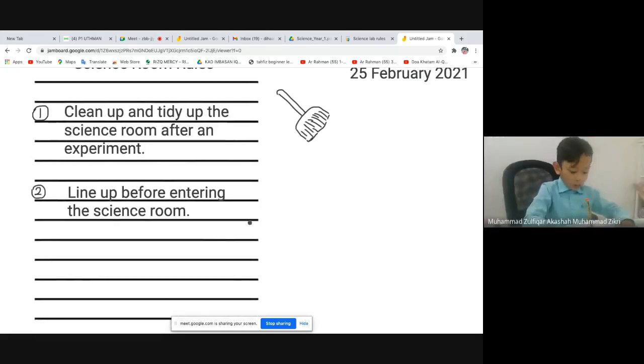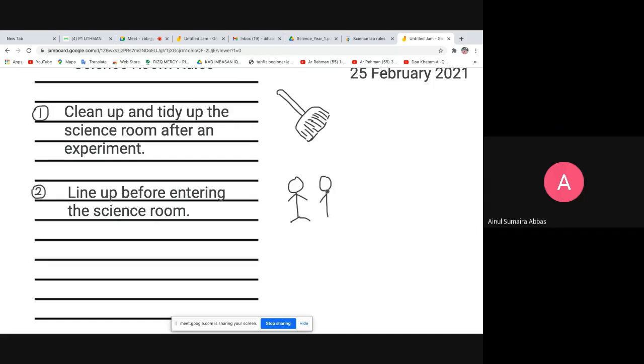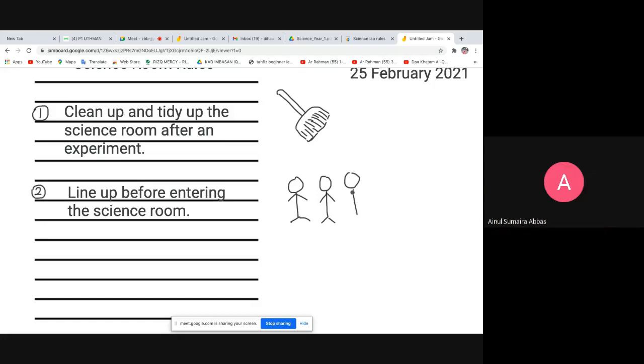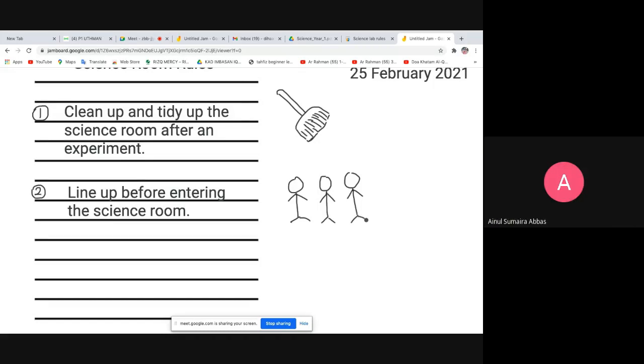Alright, so line up. Teacher wants to draw this. The easiest way to draw humans lining up. Okay, let's draw it like this. Teacher, the broom and that line, I don't know what you're doing. Teacher, do I do it behind number one or number two?